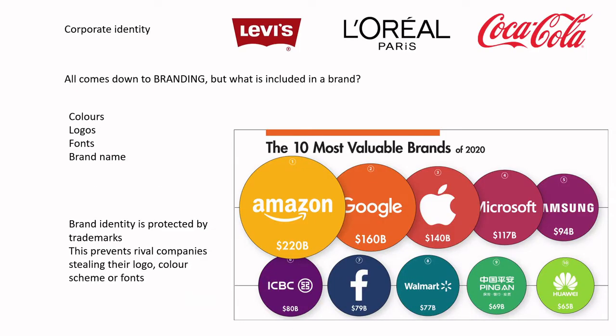So, corporate identity. This literally all comes down to branding. Companies are incredibly protective of their corporate identity, their trademark, it's who they are. And within that, there are a couple of things to consider. Things like the specific colours.